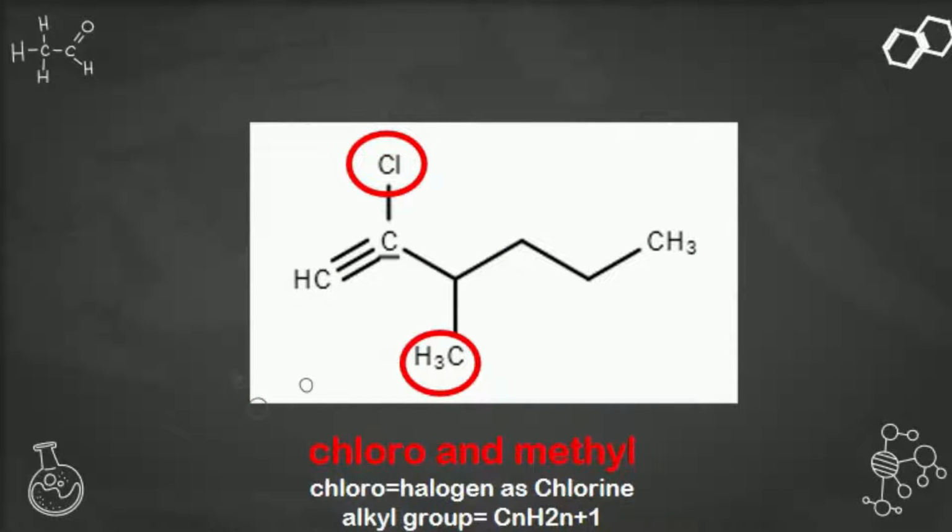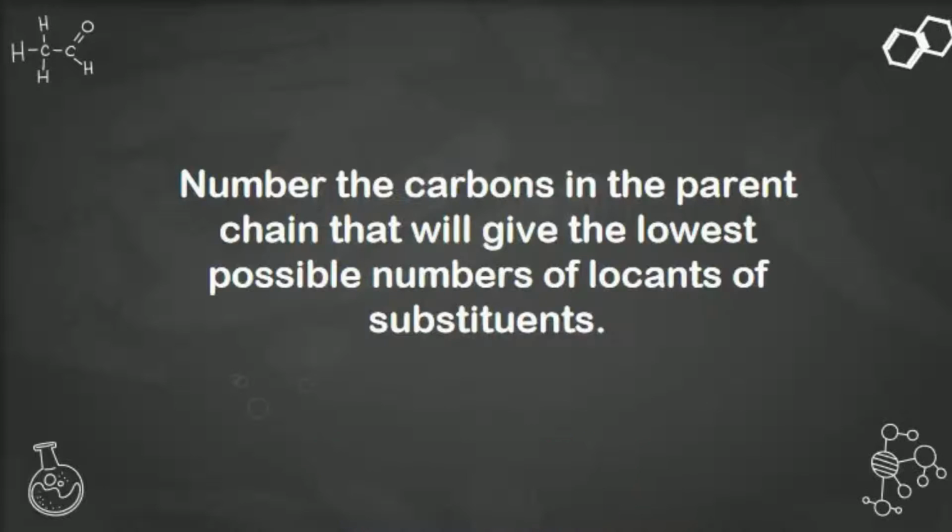The substituents present in this structure are chloro and methyl. Chloro is the halogen chlorine. Other examples of halogens are fluorine, which is fluoro, bromine, which is bromo, and iodine, which is iodo. But in this structure, we have chloro, which is chlorine. Another substituent is the methyl. Methyl has one carbon, with the alkyl group formula CnH2n+1.